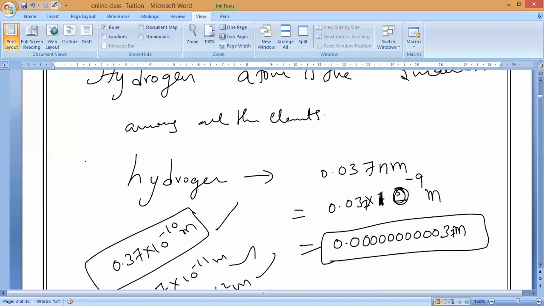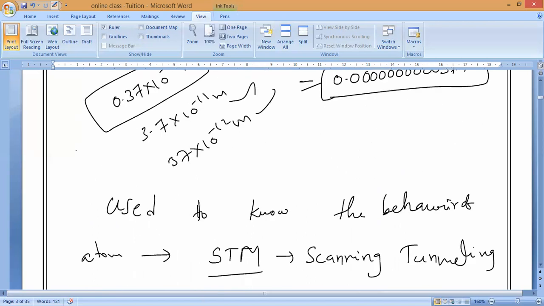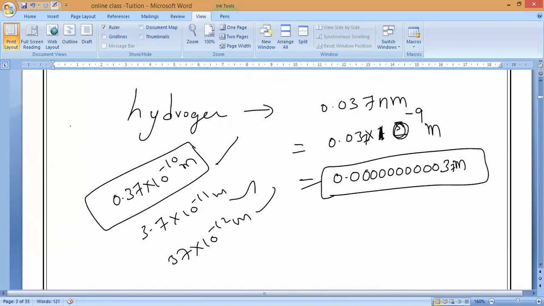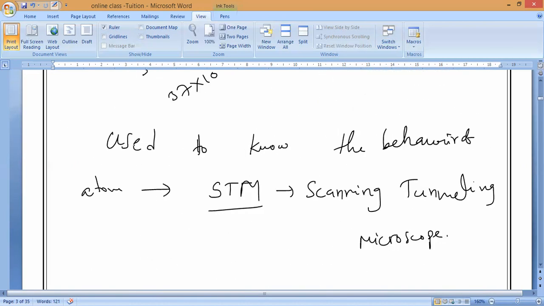0.037 nanometer, which equals 3.7 into 10 power minus 11 meters, or else 0.37 into 10 power minus 10 meters, or else 0.03 into 10 power minus 9 meters. That is the size of one hydrogen atom.